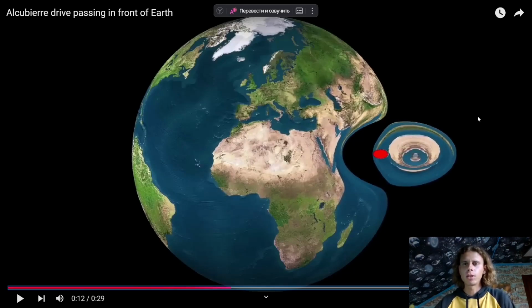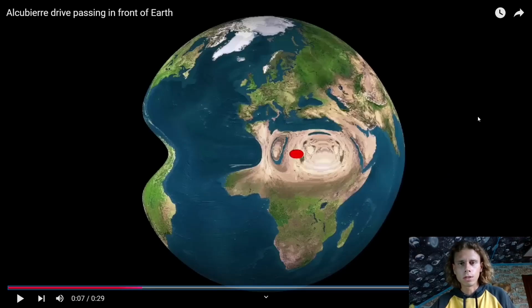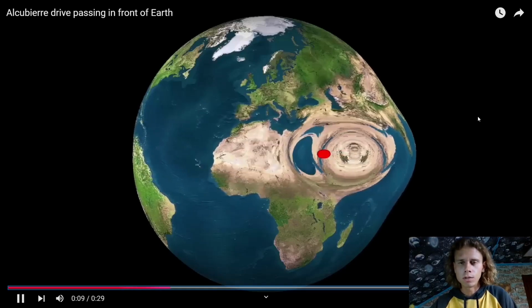Some people claim that these UFO objects will definitely use this warp drive technology, and these Tic Tac objects sort of look like a bubble, but this is all rubbish, because if it were so, then we would see these huge gravitational lensing effects, as you can see in this video.